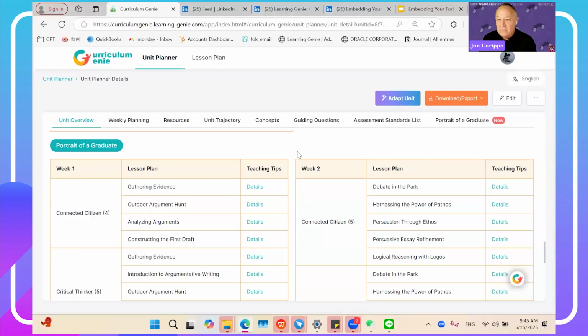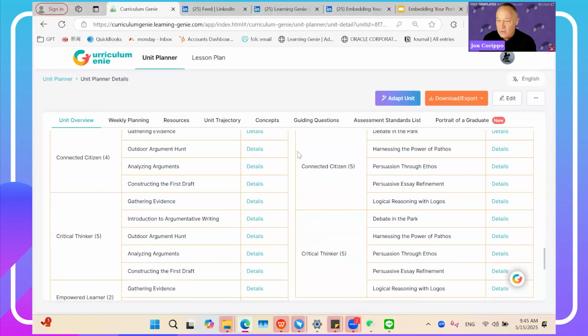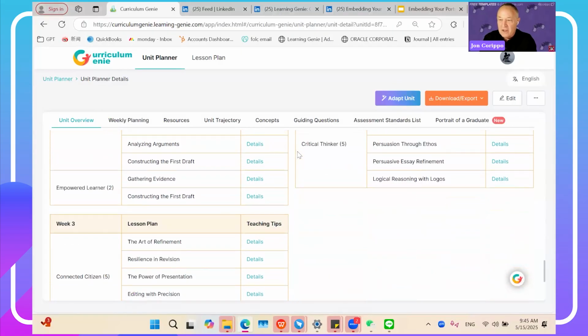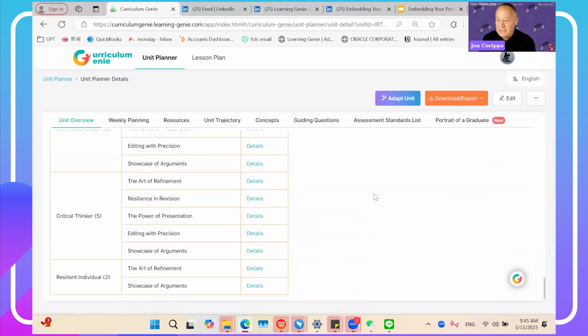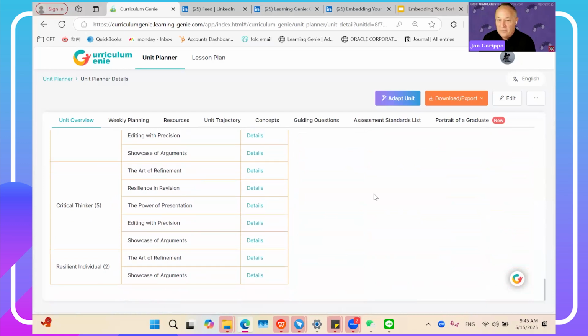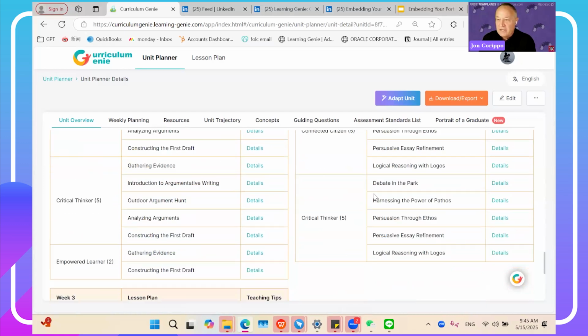Folks can pull together a multi-week unit in, again, I've done this as fast as 9 or 10 minutes, and it's going to have all of these different elements, what I like to say, baked in all the way across the process. So teachers love it.